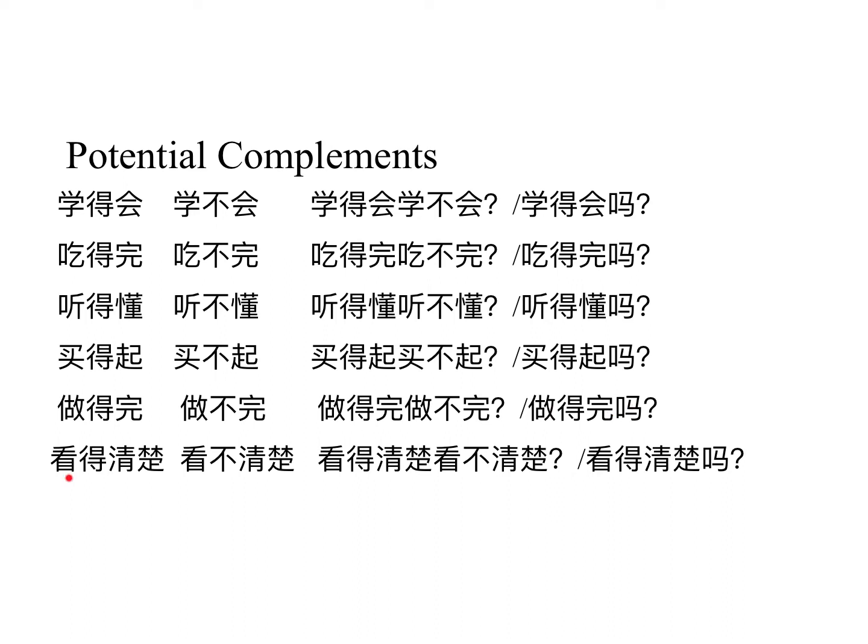Next one, 看得清楚. 清楚 as a result, see it clearly or not. It is possible for me to see it clearly. You can say 我看得清楚. It is impossible for me to see it clearly, or I cannot see it clearly. 我看不清楚. So 看得清楚,看不清楚 or you can say 看得清楚吗? So these are the examples of potential complements.